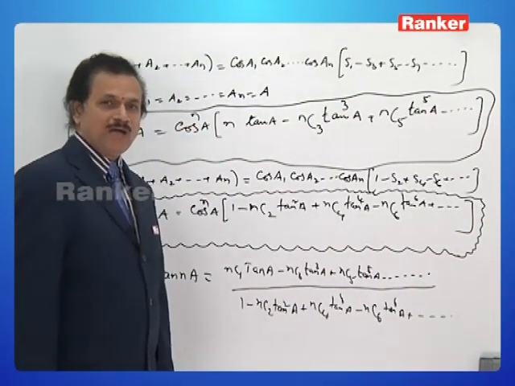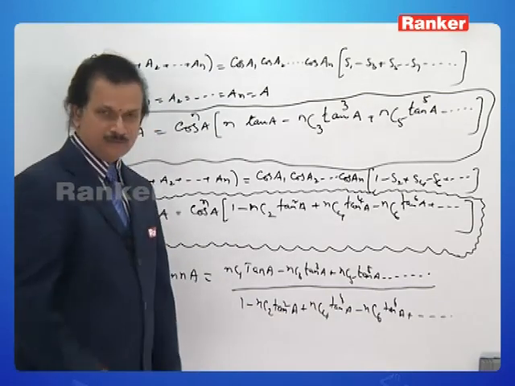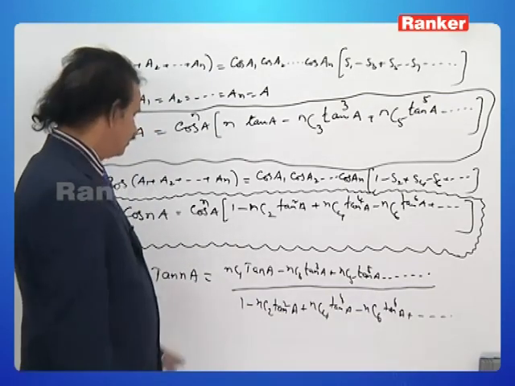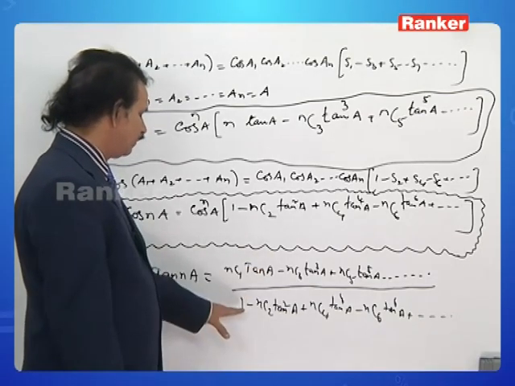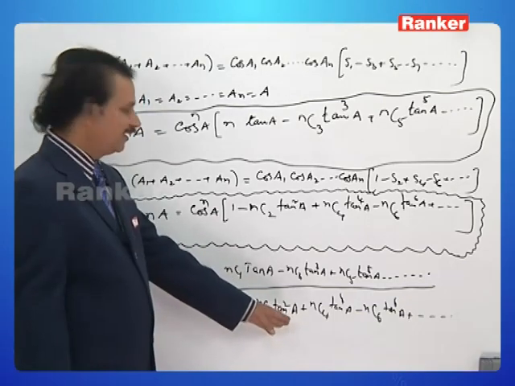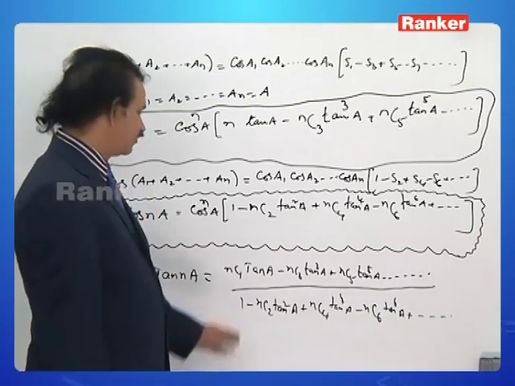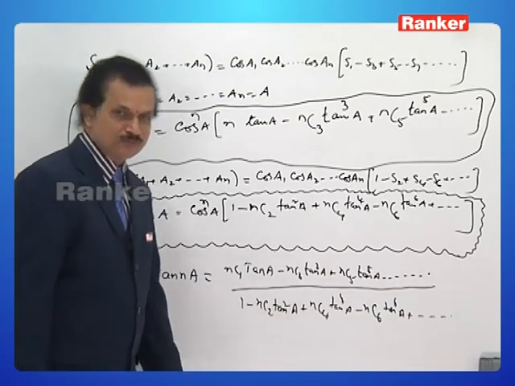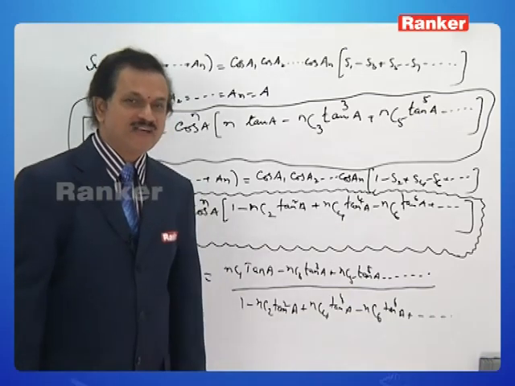Do you want to have any verification about tan 2A or tan 3A? You can put n is equal to 2. Tan 2A is equal to 2 tan A by 1 minus tan square A. No meaning of nC3, no meaning of nC4, isn't it? So 2 tan A by 1 minus tan square A. 2C2 is 1. Verified. Do you want to have tan 3A from this?